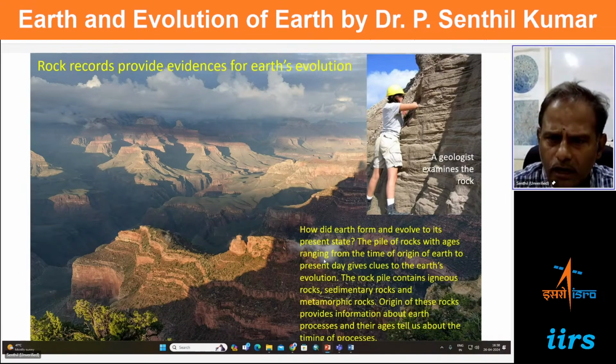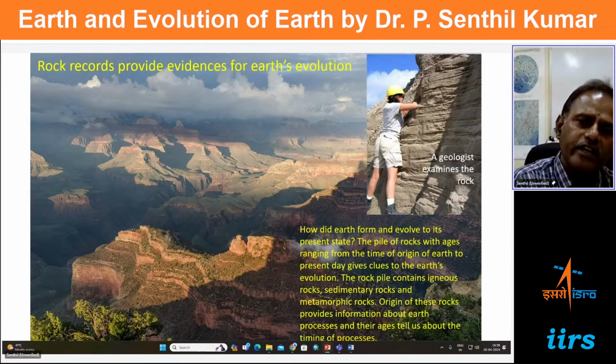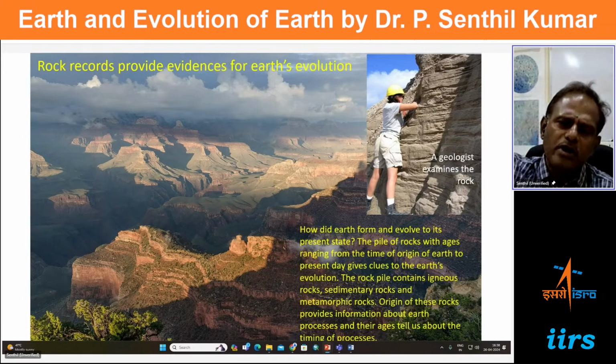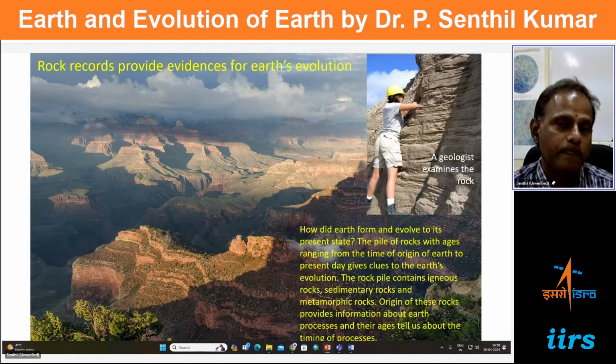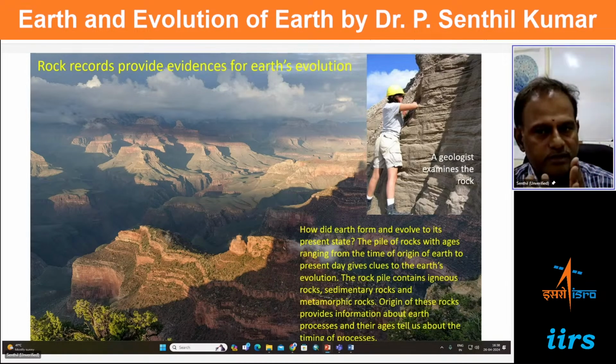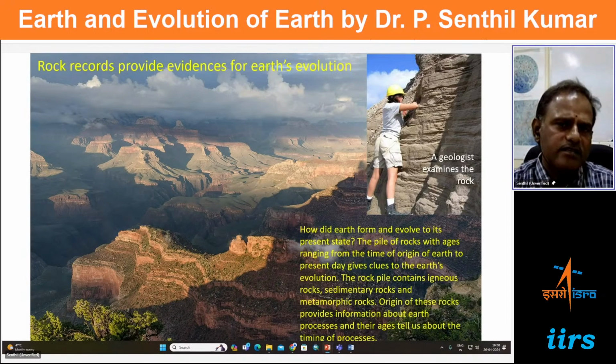Here, the pile of rocks should have ages ranging from the time of the origin of Earth to the present day, so that you sample rocks belonging to the entire history of the planet. This is very important. Second, the rocks also have three types. One is igneous rocks. The igneous rocks come from magma. So the igneous rocks tell about the magmatic processes that are happening inside the planet.